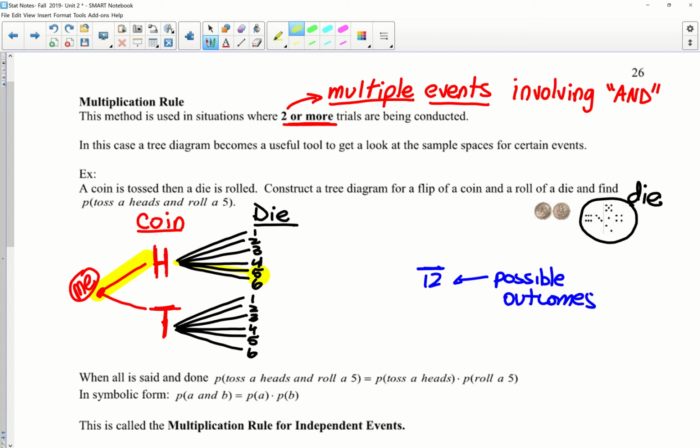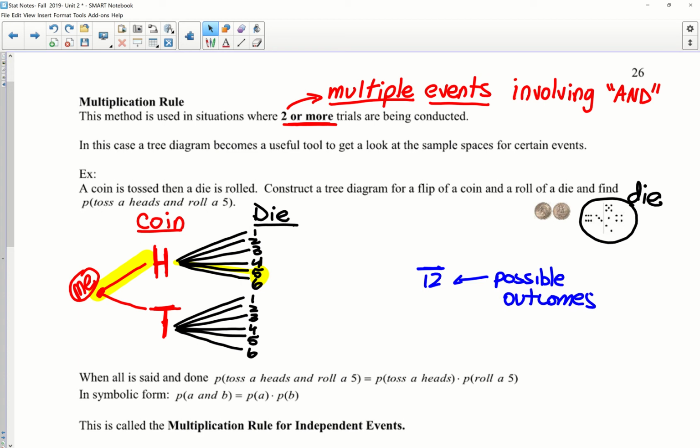Once that happens, I know what my pathway or pathways are that lead me to a positive outcome. All I'd have to do is count up the total number of pathways that I have, and that'll give me my probability. Now, if there's more than one way to do that, then I have to account for that. But in this case, there's only one way to get a heads and then a 5. So I'm following this pathway all the way to the end. That's one outcome out of the 12 available. And so there you have it.